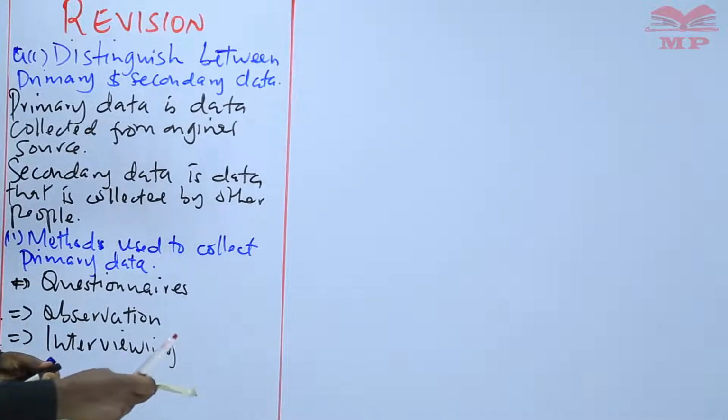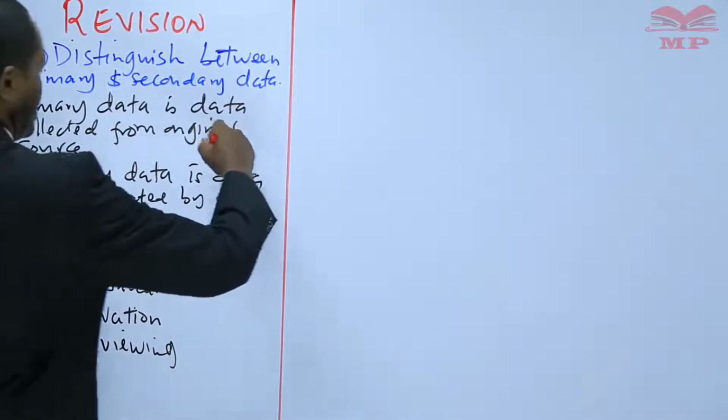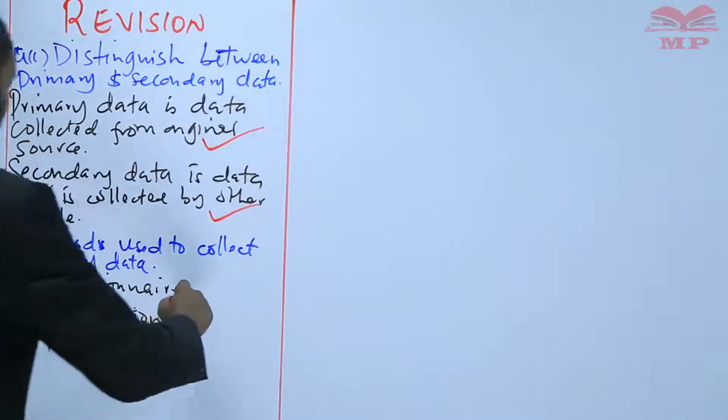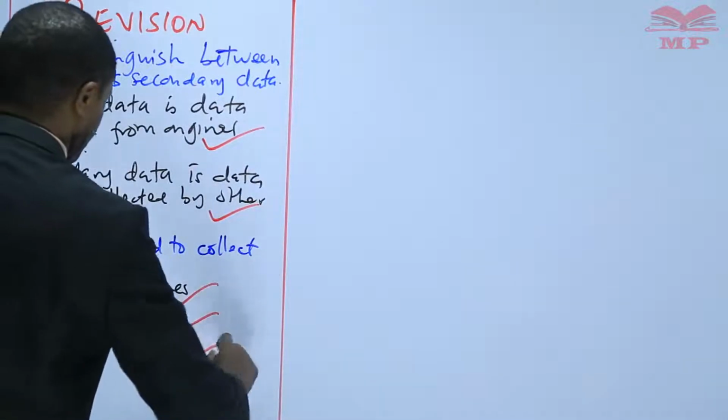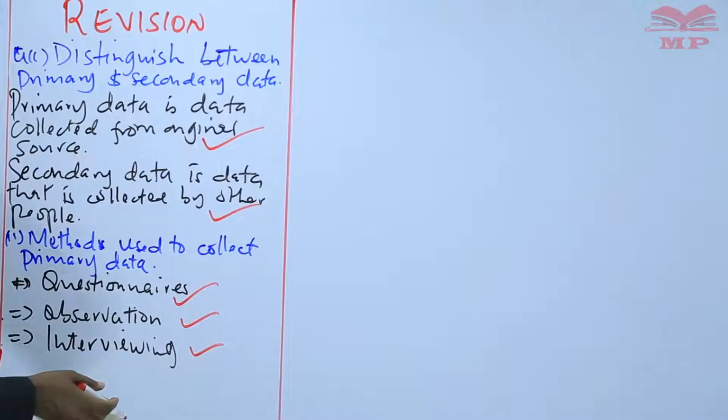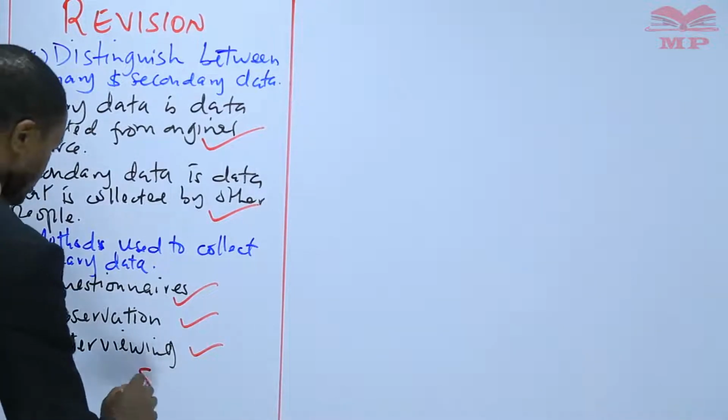How many marks? 6 marks. To distinguish, 1 mark, 1 mark; then 2 marks, 2 marks, 2 marks. Total, these are 8 marks.